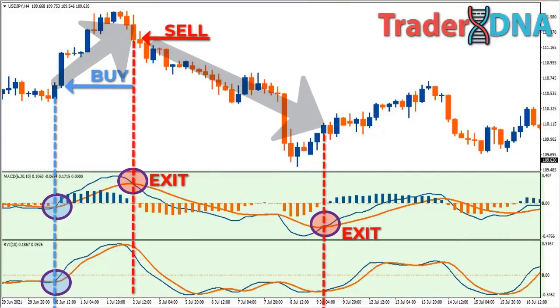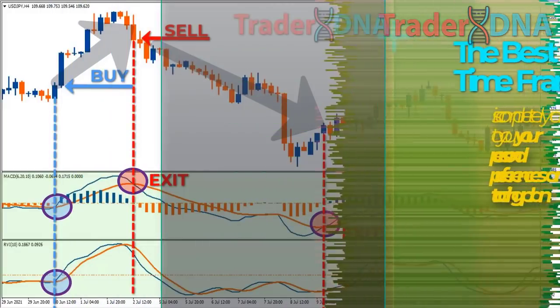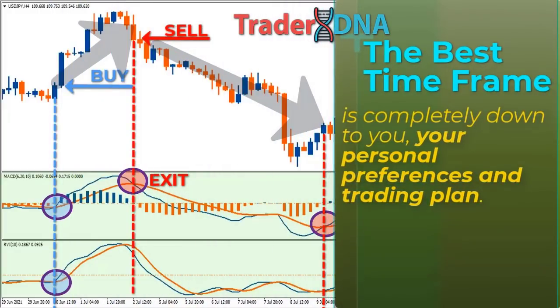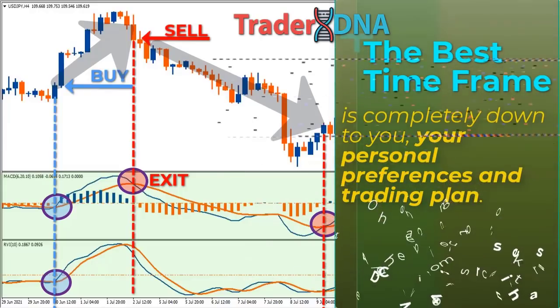Regarding time frame, what is the best time frame to make the most profit from trading? The answer is, this will be completely down to you, your personal preferences and trading plan. However, 1-hour signals are more significant than 5-minute signals, just as 4-hour signals carry more weight than 15-minute signals. One common technique is to track the behavior of the MACD on 4 hours basis.